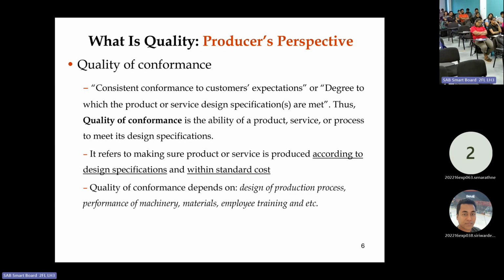And at the same time, within the standard cost. Design specification and standard cost. That may depend on various different operations conditions, especially factors like the appropriate design of the production process, the way in which the production process is arranged, tools and equipment are arranged. That may affect conformance quality. That may also depend on the accurate performance of machinery, right? And then of course it depends on the materials, inputs.